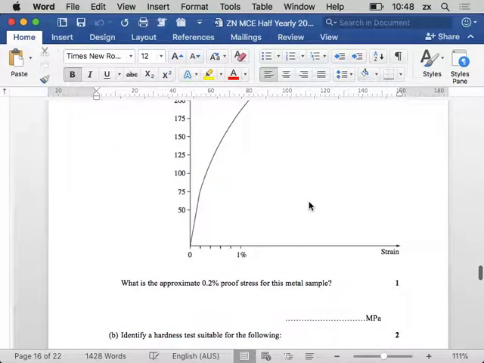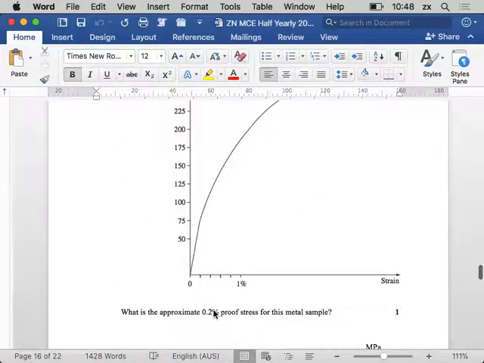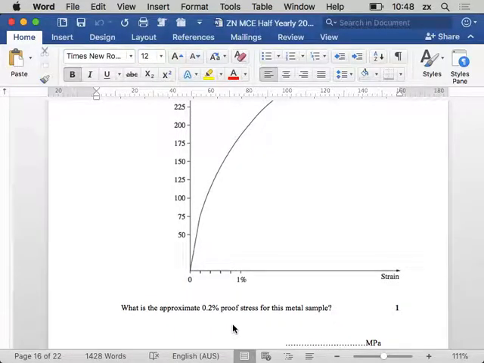Now the original one was a multiple choice. It did not tell you that the proof stress was 0.2%. I added that because I just wanted to be helpful. Devin, could you do me a favor and pull down that?